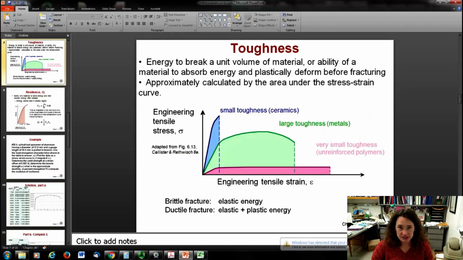Toughness is the energy that is required to break a unit volume of a material, or the ability of a material to absorb that energy and plastically deform before fracturing. And you can calculate this by calculating the area under your stress-strain curve. Remember, we're sort of likening stress-strain curves to force versus displacement curves for springs. And if you integrate a force versus a displacement curve, you get work or energy. So it's the same kind of deal. So an energy would be the area under that stress strain curve. So if you want to calculate your toughness, you just calculate the area under your curve.